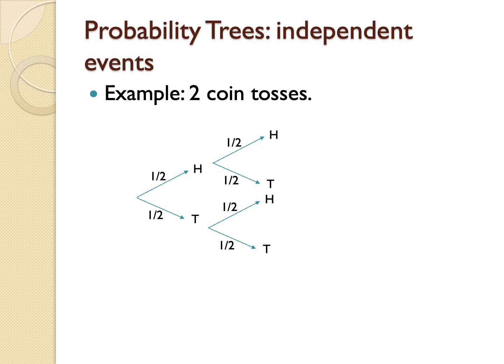So we can now write out all the possible events that can result after two coin tosses. Start from the top of the tree. It could be a head and a head. It could be a head, then a tail. It could be a tail and then a head. And of course, it can be a tail and a tail.